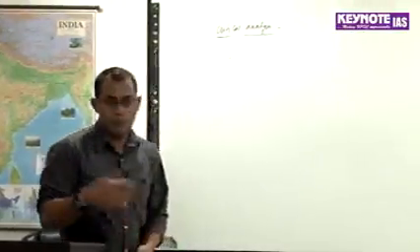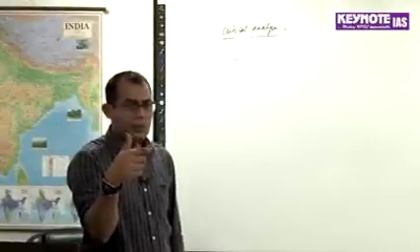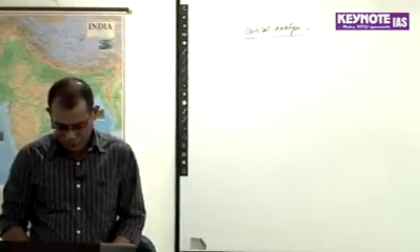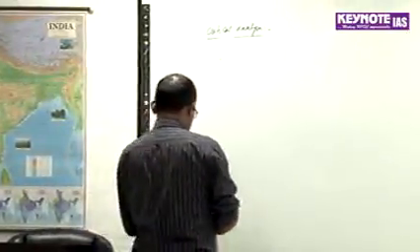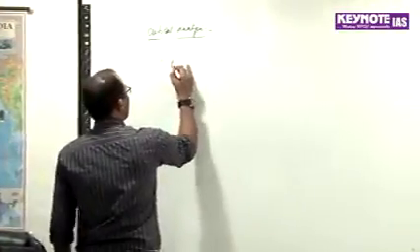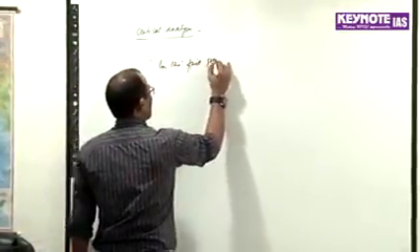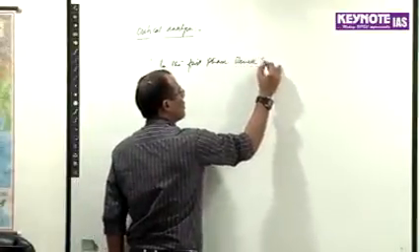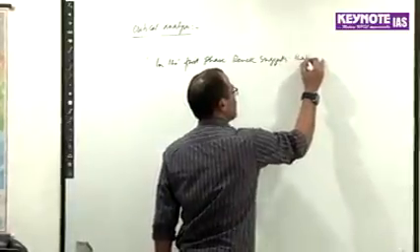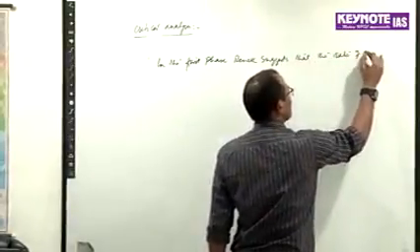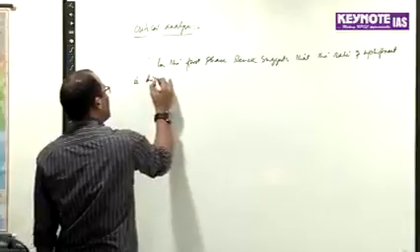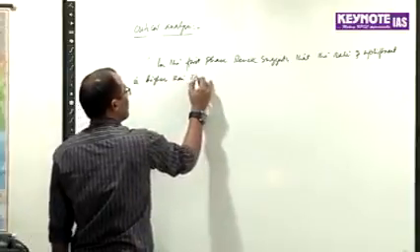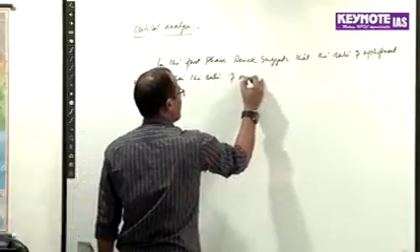So first the Penck Davis cycle we have already described: time, youthful, mature and old. What Penck has suggested, let's write about it. In the first phase, that is of Stiegende, Penck suggests that the rate of upliftment is higher than the rate of erosion.